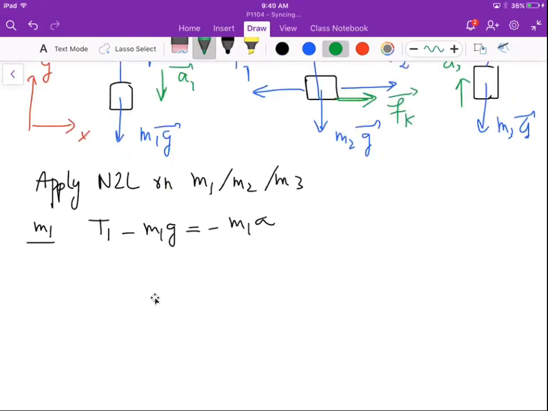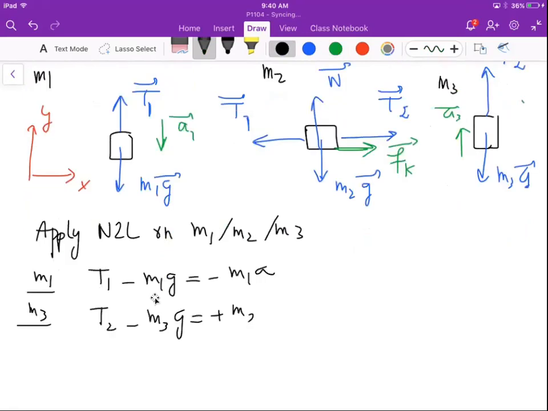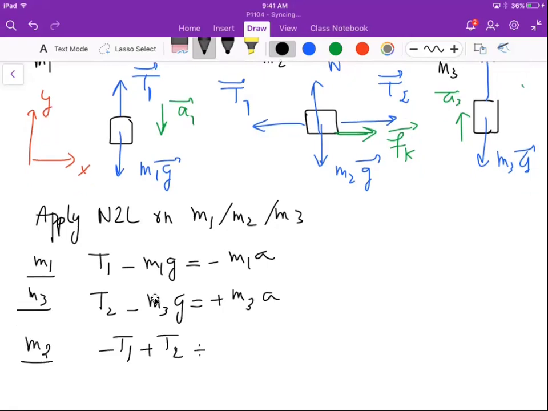So for M1 this is it. I will go to M3 immediately. So on M3, because there is only one projection, we have T2 minus M3G equal to plus M3A, because in this case M3 is going upward. And finally on the block M2, what happens? So I have two projections. The first projection I have is minus T1 plus T2 plus FK is equal to minus M2A, because M2 is moving opposite to the direction of the X axis, right?